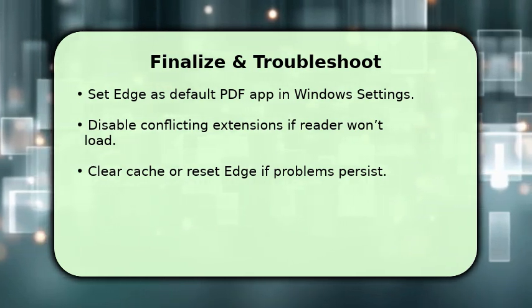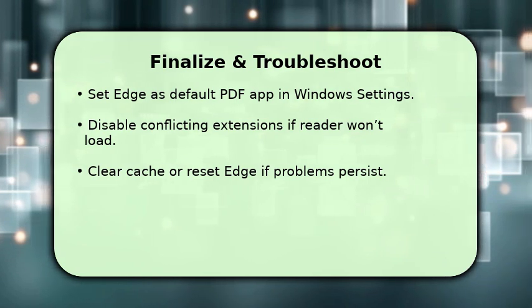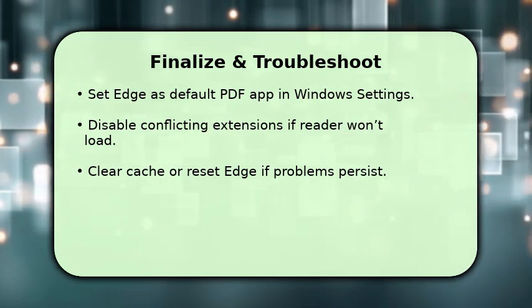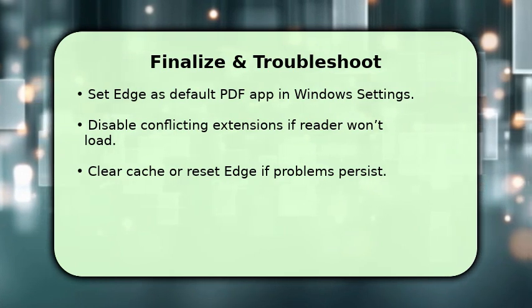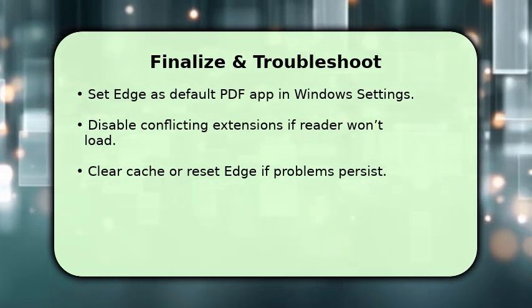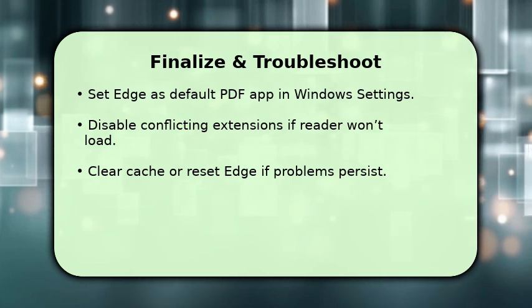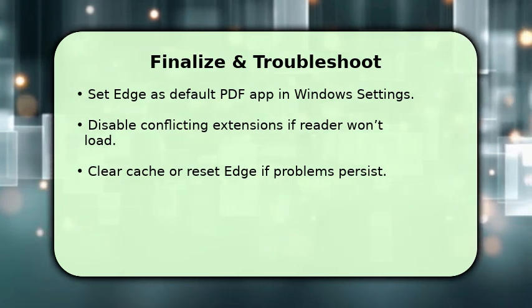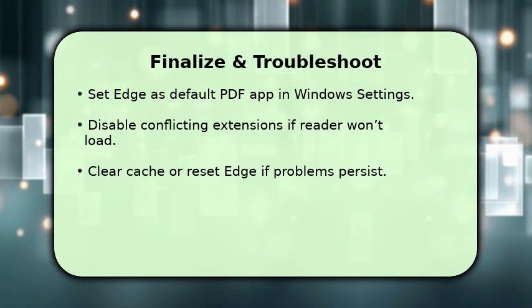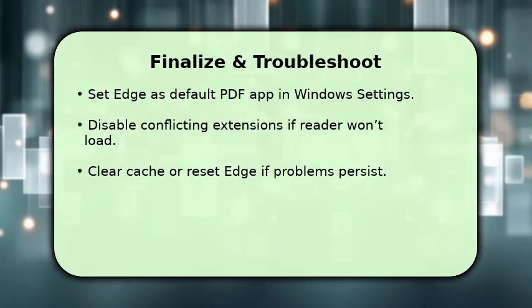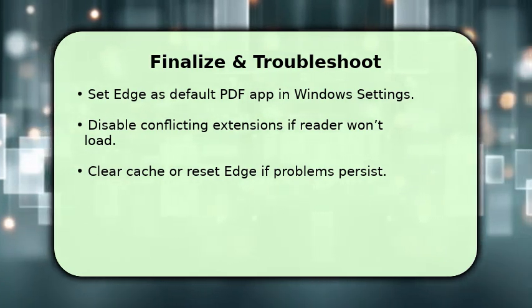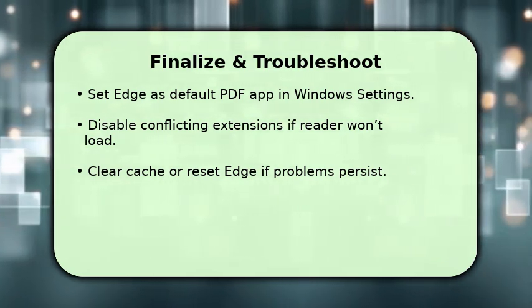If the built-in reader still fails, disable extensions that alter downloads or PDF behavior, then reload the file. As a key troubleshooting tip, clear Edge's cache or reset site permissions for the PDF page. Sometimes stale data or blocked permissions prevent the viewer from initializing. If needed, update Edge and restart Windows to apply changes.